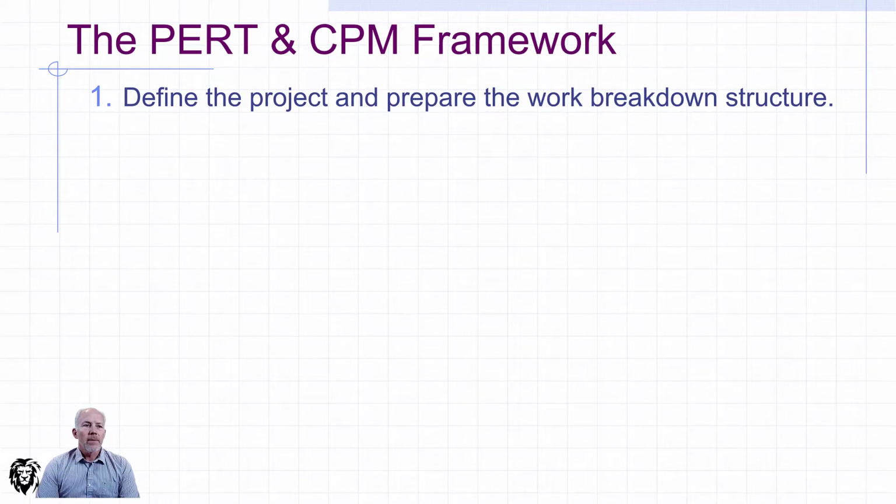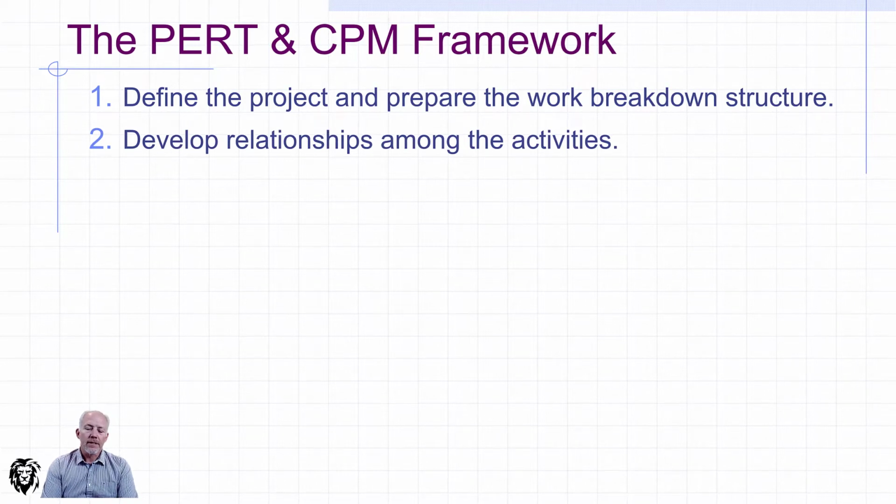So let's talk a little bit about the structure of building up the PERT and CPM framework and what we're going to do to build this. So we're going to start, and of course we need to define the project and prepare the work breakdown structure. And we've already done that. And so it's really building on that work breakdown structure, which is going to allow us to build the project framework.